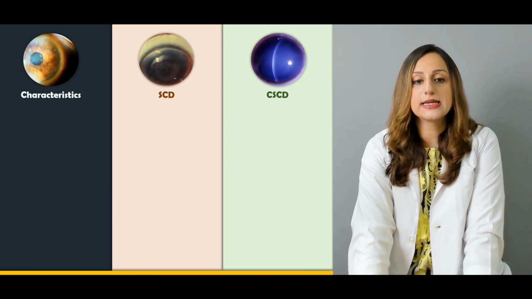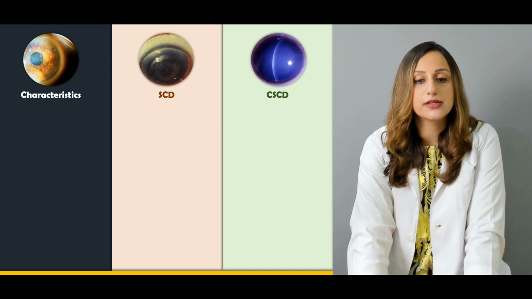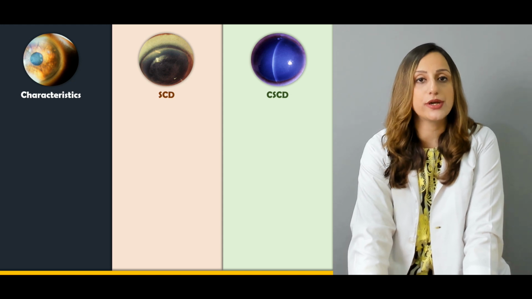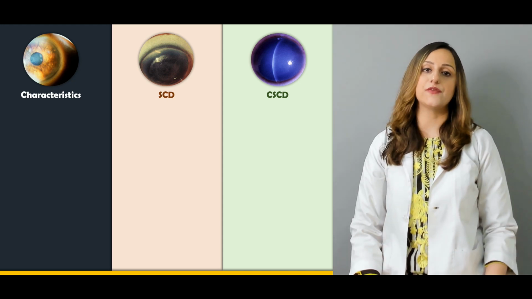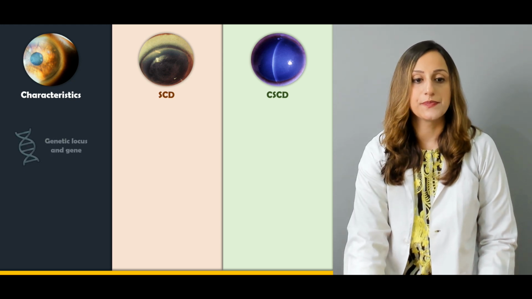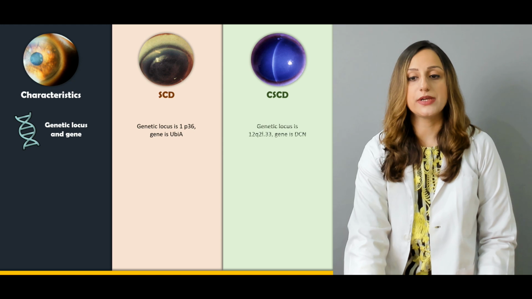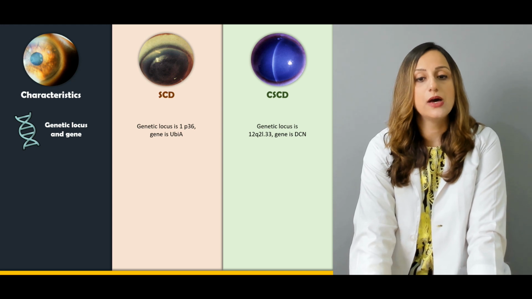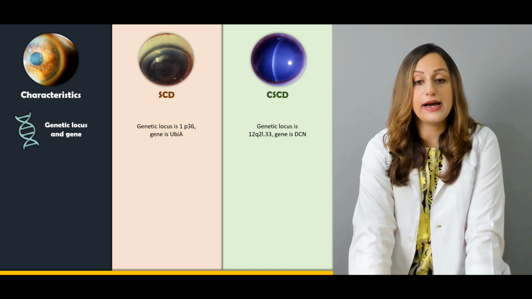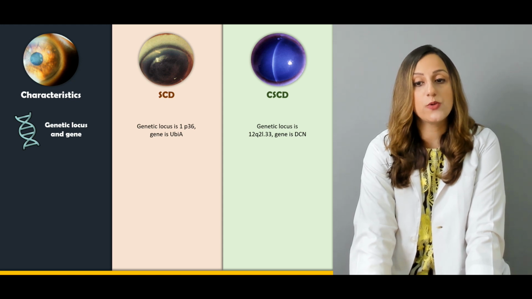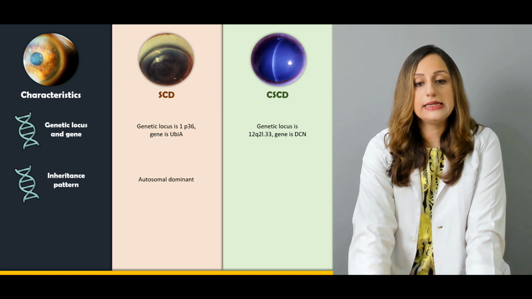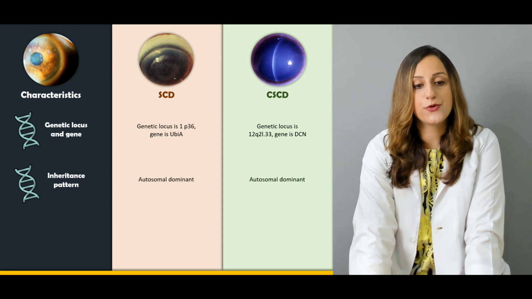Now, other characteristic corneal dystrophies are the Schnyder corneal dystrophies, and we should know how to distinguish between the congenital stromal corneal dystrophies and, on the other hand, the Schnyder corneal dystrophies. As for the genetic locus and the gene involved in both of these cases, for the Schnyder corneal dystrophies we have 1p36, gene UBIAD1, and for the congenital stromal dystrophies the genetic locus is 12q21.33, and the gene involved is DCN. The inheritance pattern is autosomal dominant for both of these disorders.